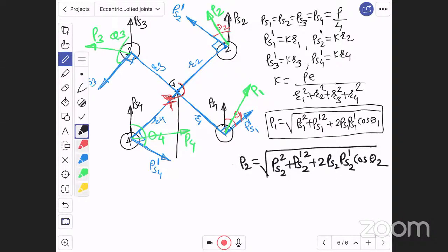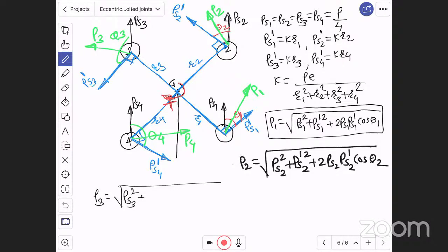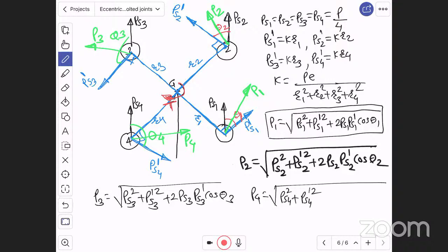Angle between primary and secondary is theta 4, right? Now, similarly, we can write P3 is equal to under root of PS3 square plus PS3 dash square plus twice PS3 dash cos theta 3, right? And P4 is written as under root of PS4 square plus PS4 dash square plus twice PS4 dash cos theta 4. This is how we can write.